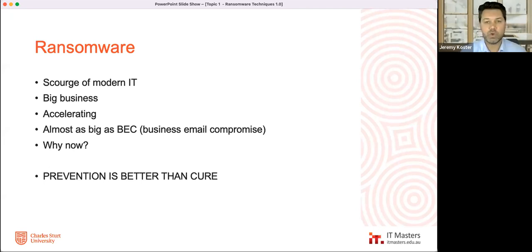Well, as we'll go through this course, we'll talk about different ways in which ransomware gets into an environment, how it spreads in an organization, how we can detect it, and how we can protect ourselves from it. We will be going through the different stages.